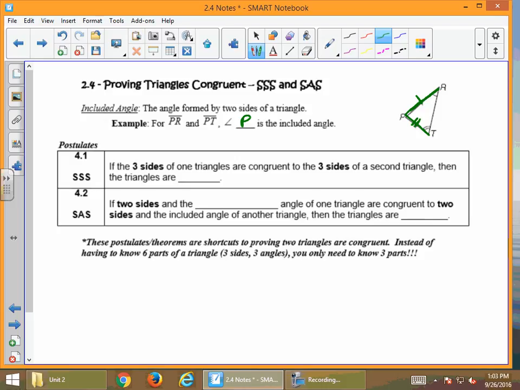Look at the vertex. Nope, I can say something different. It doesn't have to be in between two tick marks. The included angle is an angle in between two tick marks. That can be the vertex. That's a good indicator of where it's an angle. Doesn't have to be that. Questions over that?